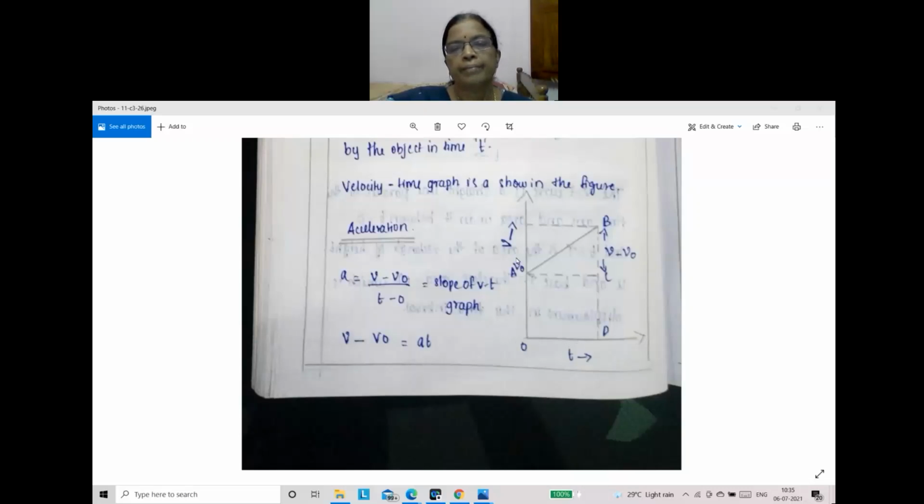So V0 into t gives the area of this rectangle. V0 into t gives the area of the rectangle. Okay. Ayush, understood? Teacher.